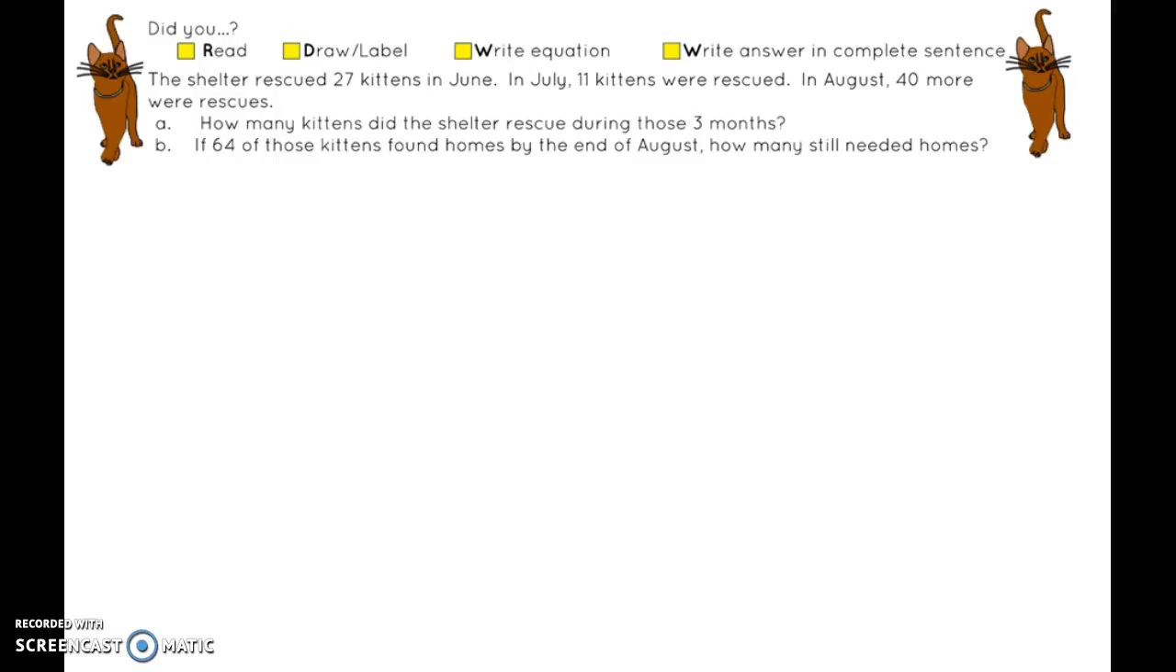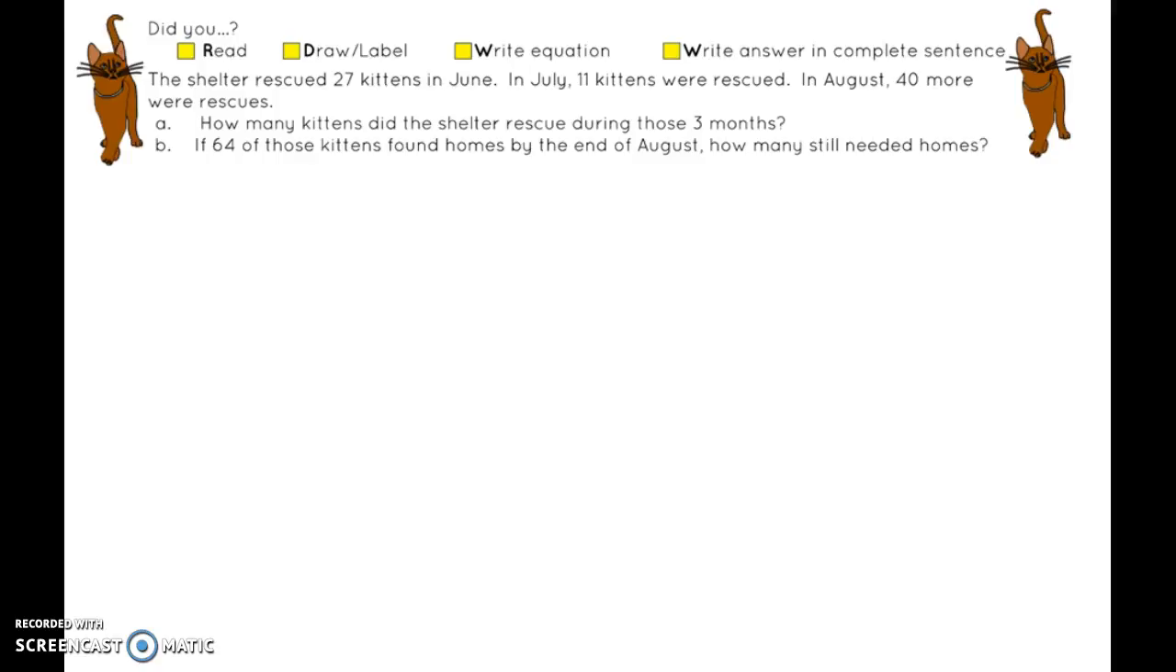So let's go ahead and read our problem through one time. Please, if you would like, whisper read the problem as I read it out loud. The shelter rescued 27 kittens in June. In July, 11 kittens were rescued. In August, 40 more were rescued. A. How many kittens did the shelter rescue during those 3 months? B. If 64 of those kittens found homes by the end of August, how many still needed homes?